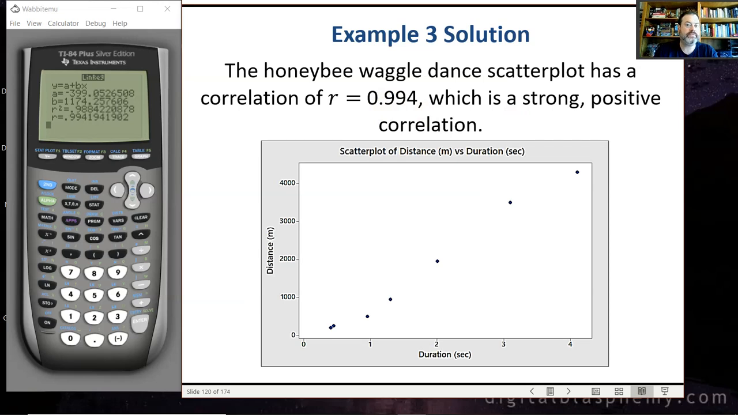So r tells us if the data are linear, then it is a strong positive correlation. If for some reason the data has a big curve in it, then r is meaningless. Okay, it still might be positive, but the strength of the association is meaningless. So just watch out for that, okay? It has to be more or less linear or we can't do anything.